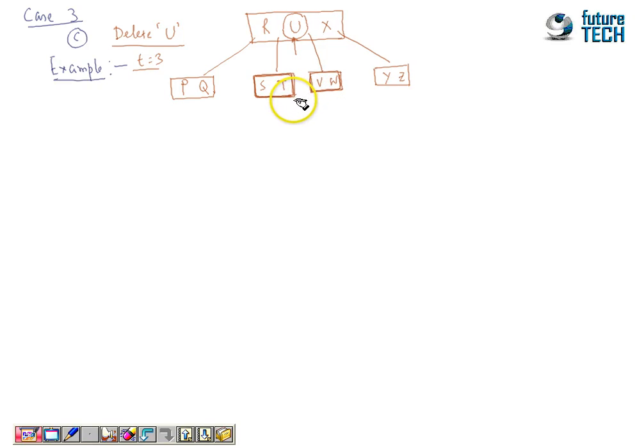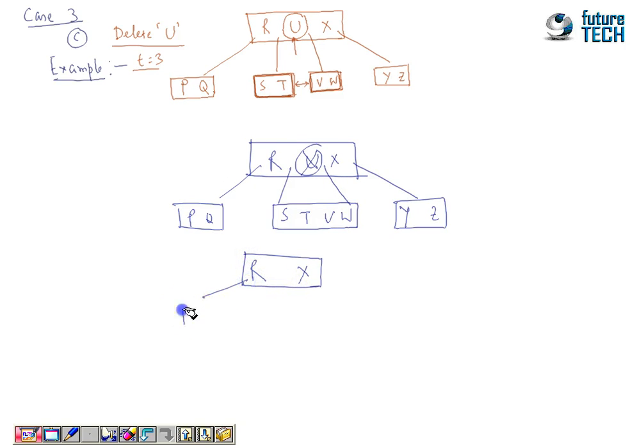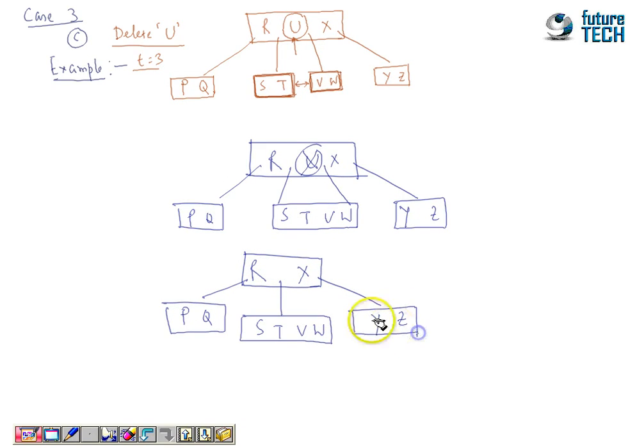In such cases what we need to do is just to merge these two nodes. The idea is just to merge these two nodes and then delete U. So after merging them, the tree should look like this. We just need to merge these two subtree roots of U, so they are going to be merged. After deleting U, the B tree should look like this. So we have successfully deleted the key U from this tree, and we get this particular B tree.